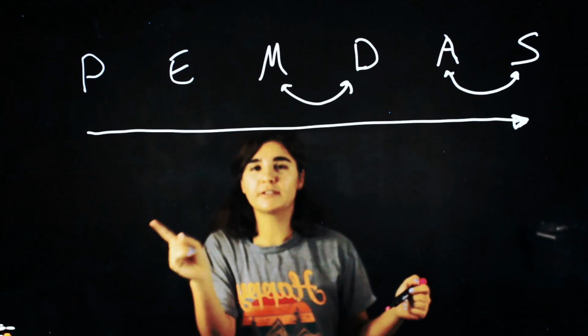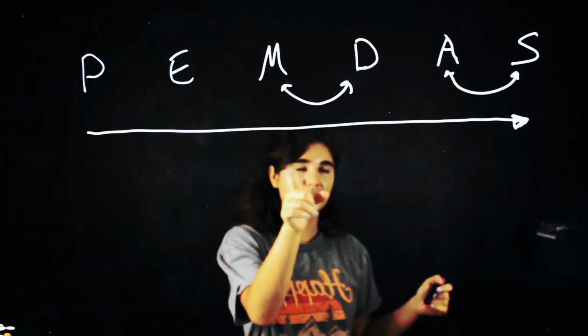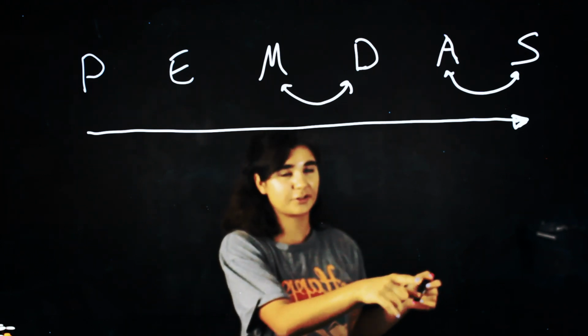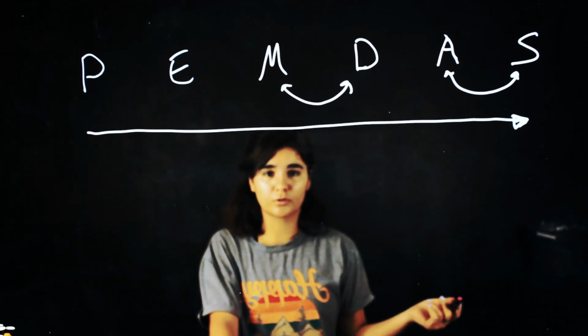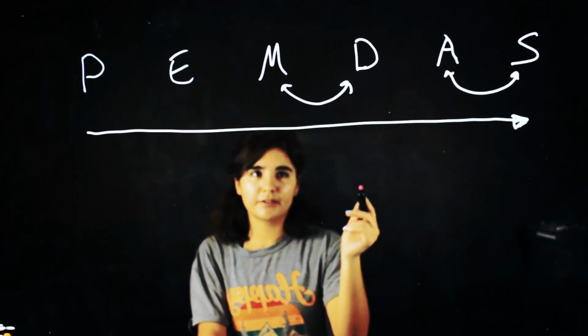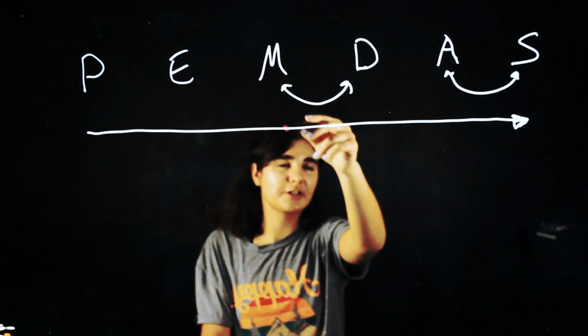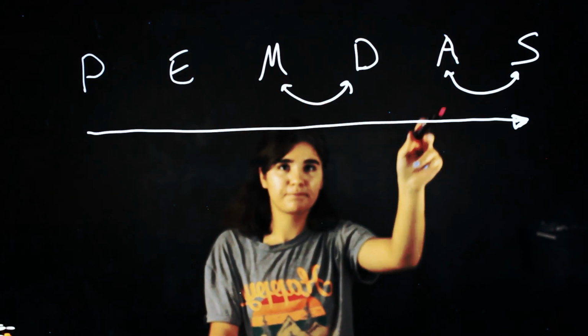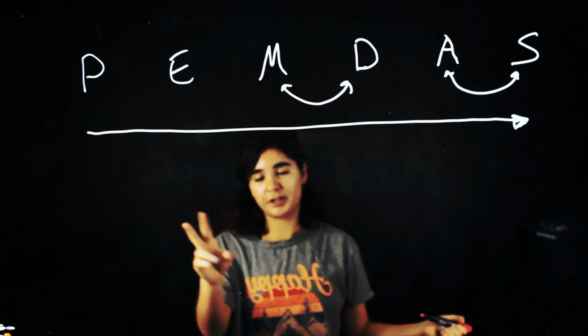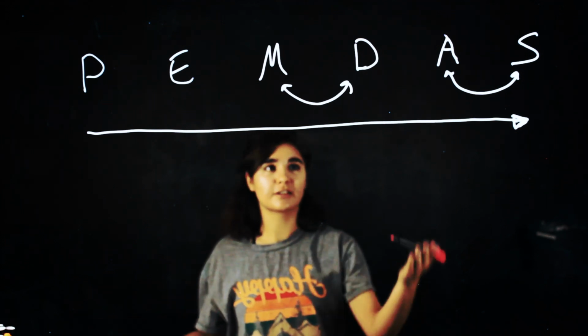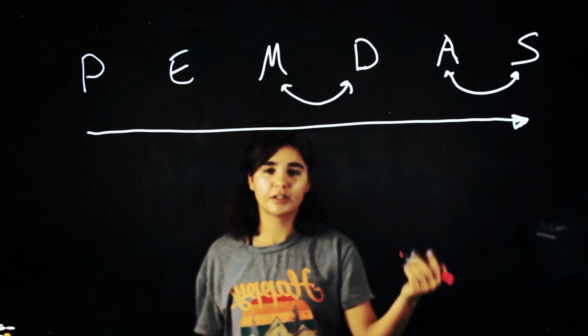It goes parentheses, exponents, multiplication, division, addition, and subtraction. And this is just the order of how we're going to do it. You might have noticed that I drew some arrows interchanging these two, multiplication and division, and addition and subtraction. That's because multiplication and division are inverse operations, as are addition and subtraction.